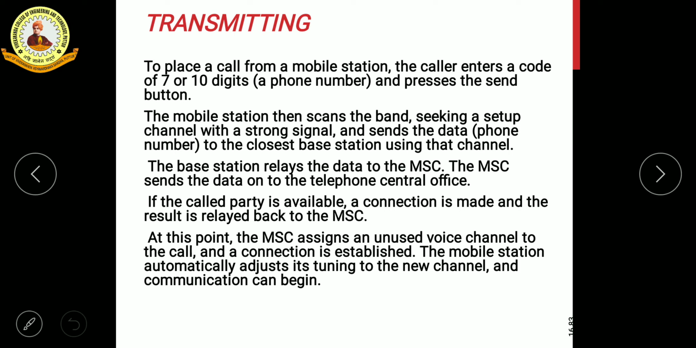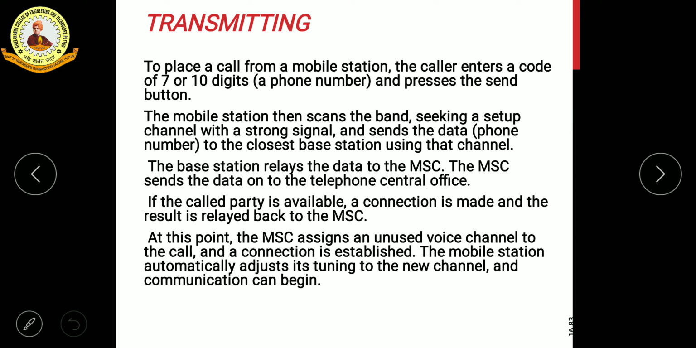The mobile station then scans the band. What does the mobile station do? It scans the band, seeking a setup channel with a strong signal, and sends the data to the closest base station using that channel. So your mobile station selects a band from your base station, and sends all the information that this user wants to call this number.